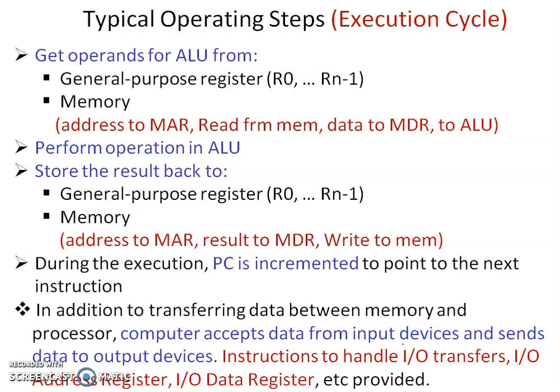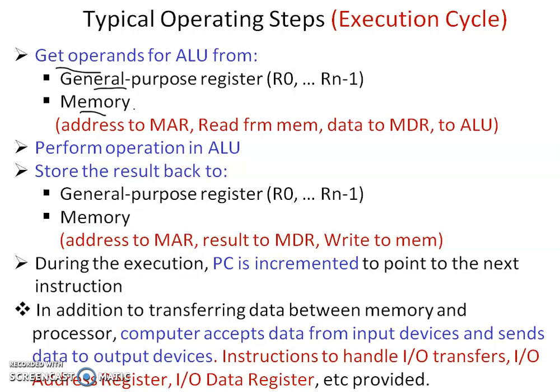the decoding operation is done. That is, the operation code and operand part are decoded. And then it scans the operand part and understands whether it is R0 or a general purpose register, or the memory, or data to be fetched from the memory. So first, during this execution cycle, it gets operands for the ALU. From where? From the general purpose register or from the memory.